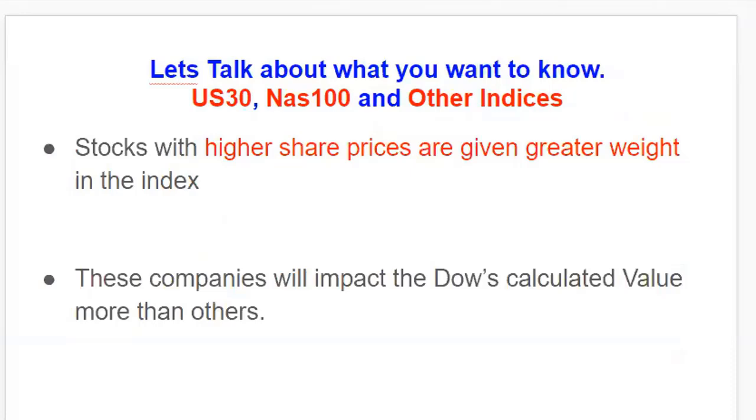So, for example, Boeing, being the biggest company, a part of US30, a couple months ago, when one of their airplane lines had a huge malfunction, I believe there was also a crash or something. When that news hit, US30 plummeted from that one company because Boeing has a higher share price than, let's say, Apple or Walmart. Does that make sense? Let me know so far if this makes sense, guys.